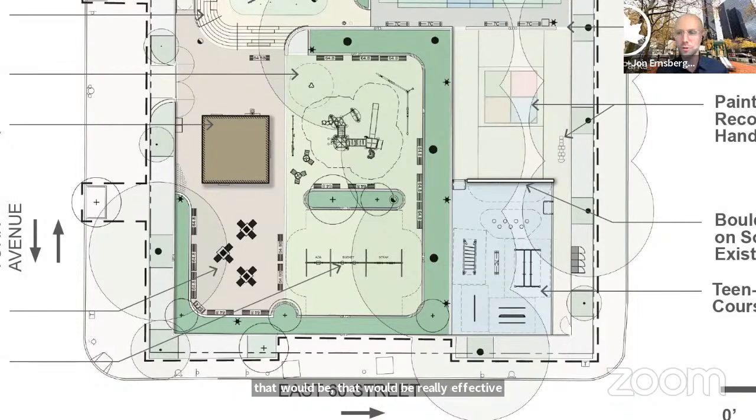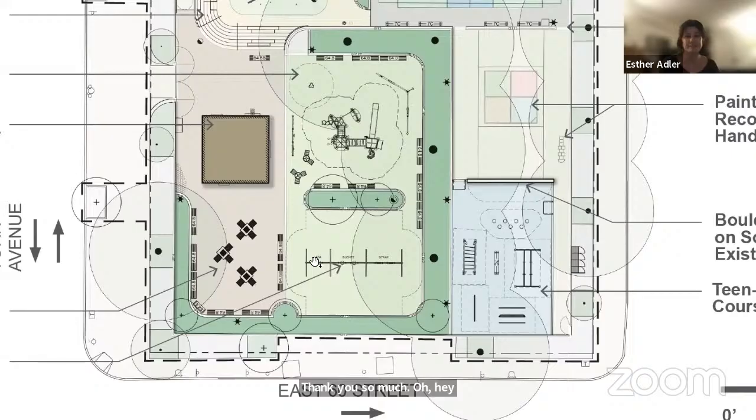Thank you so much. Just so you know, there are five swings. So there's 2 strap, 2 bucket, and 1 accessible swing right now. That's great. But your point stands. Thank you. Thank you so much.